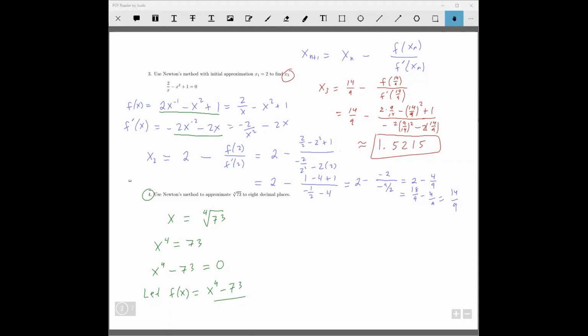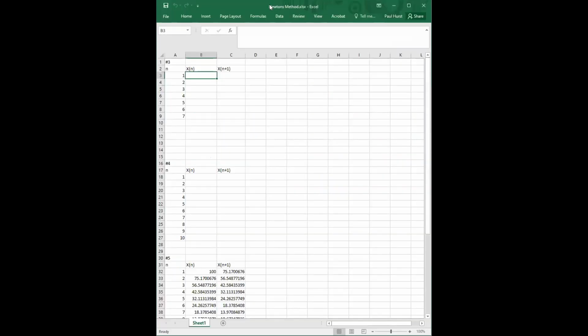Okay, so I've set up an Excel spreadsheet here, and this is number 3. I got that set up. Our initial value was 2, so I'm going to put a 2 there. They said start with an initial value of 2, and then x_{n+1}.